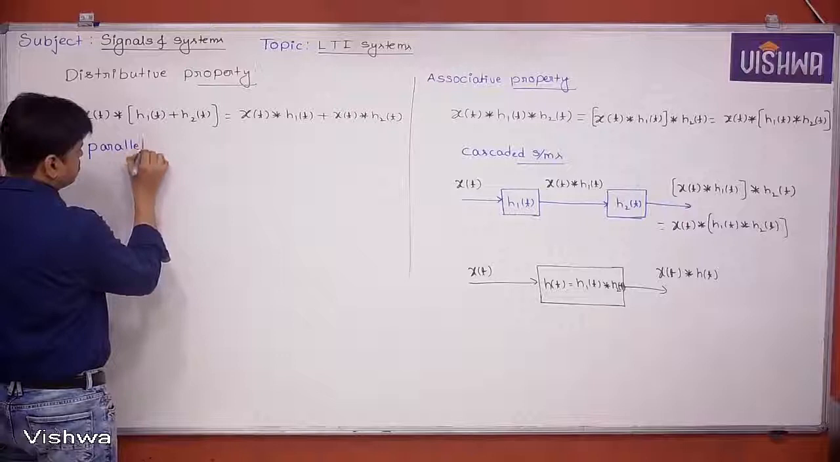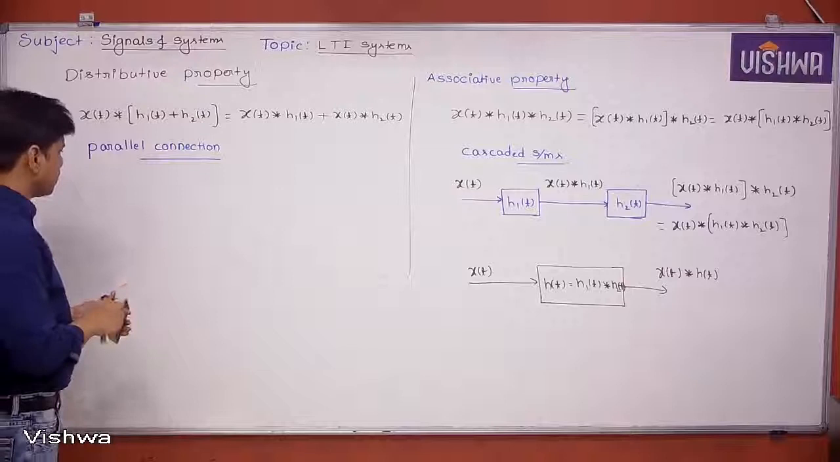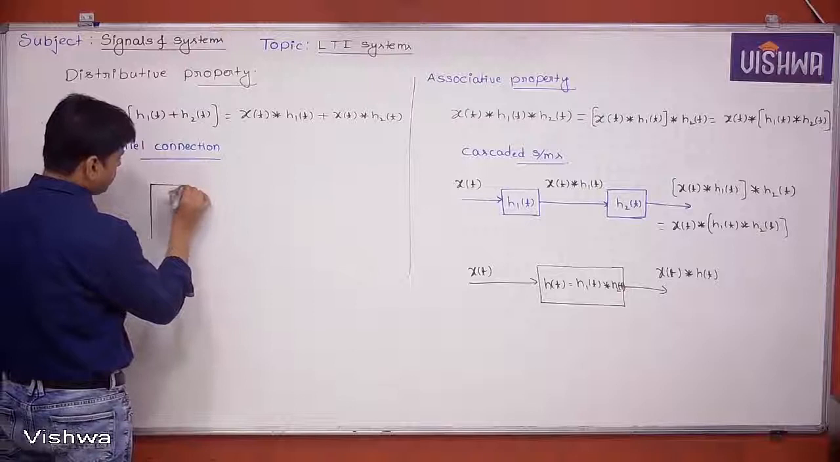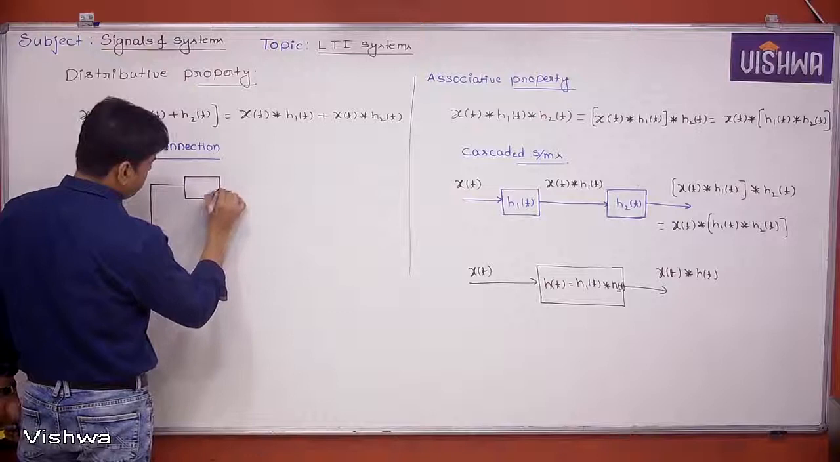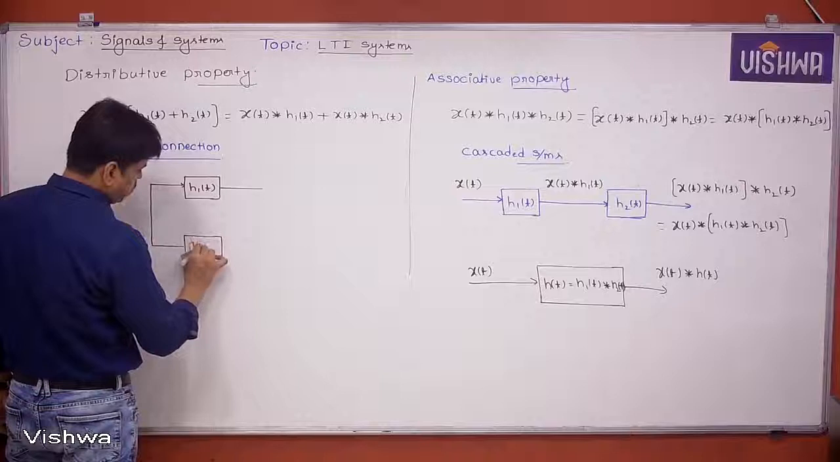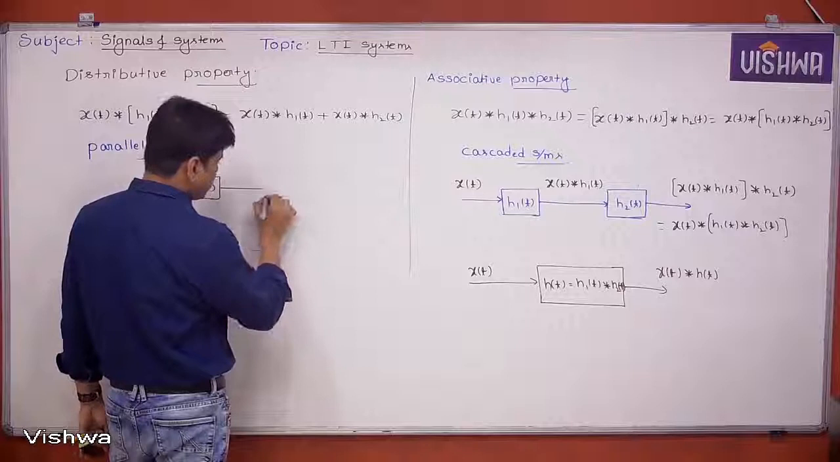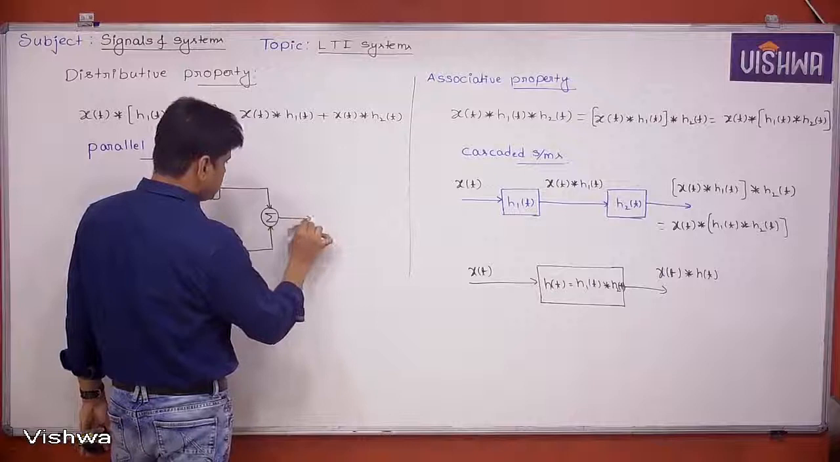Parallel connection. How? Let's say h1 of t and h2 of t. For both of them, we have the same input. And if they get summed, this is called a parallel connection.